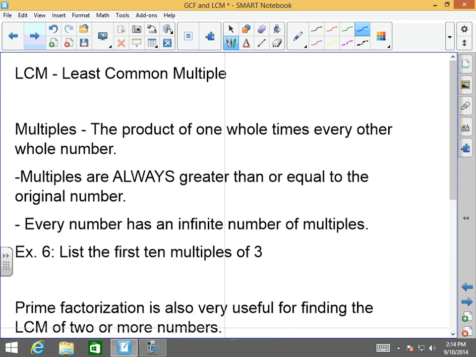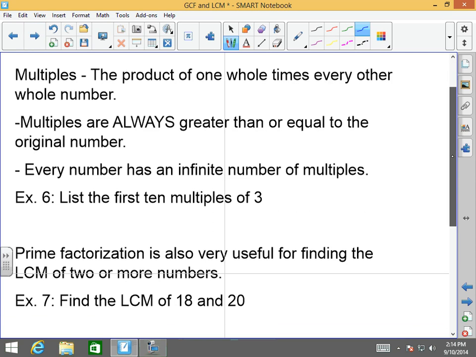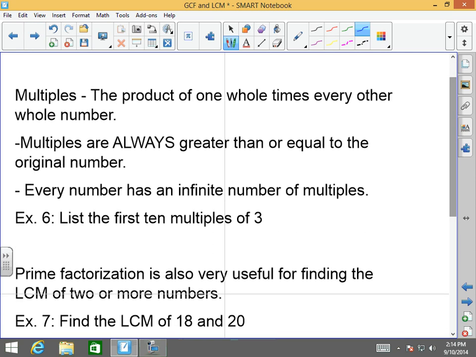Okay, guys, we're almost done. Now, the least common multiple. Multiples are different than factors. They're actually the opposite. Multiples are the product of one whole times every other whole number. Multiples are always greater than or equal to the original number. And every number has an infinite number of multiples.